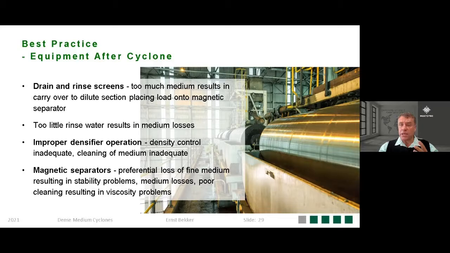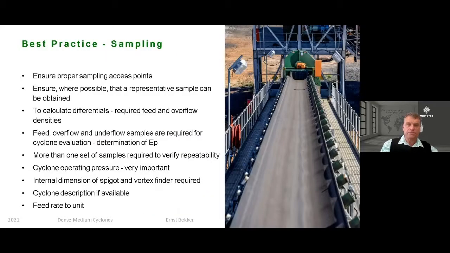As I mentioned earlier, when the magnetic separator starts to become inefficient or is starting to be overloaded, the fine fractions get lost first. That can impact media stability. It can also result in media losses if it's not operating correctly, and then poor cleaning. If a magnetic separator is not cleaning the media properly, you can start generating viscosity problems again. This comes back to the point that you must be able to access the magnetic separator as well to do some measurements to see if the unit is operating correctly or not.